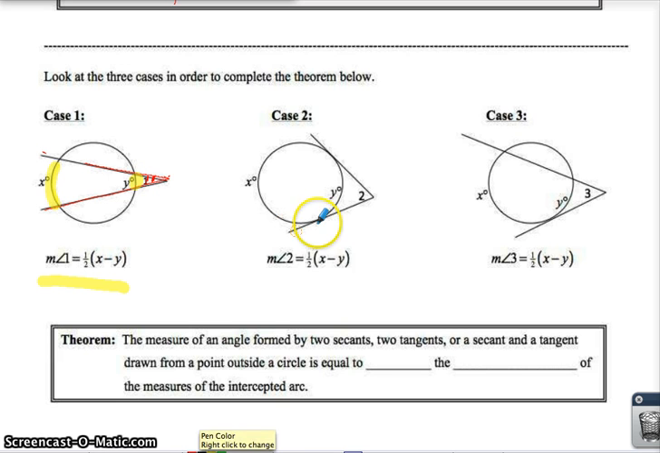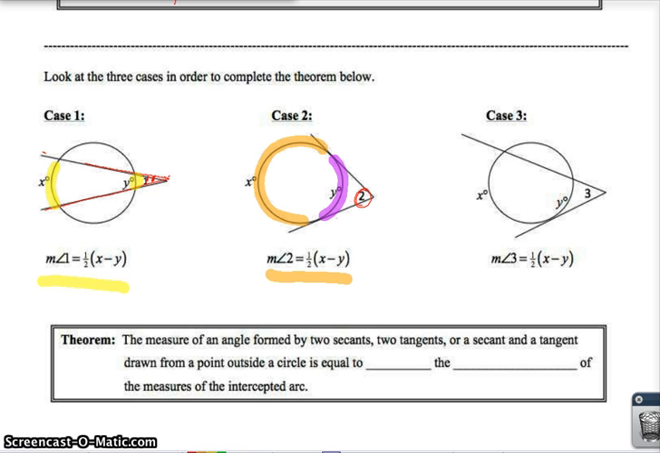With two tangents intersecting, that's the only difference here. These are secants, they're cutting through the circle. These are tangents, they're hitting one point on the outside edge of the circle, but the same rule applies. We have this outside arc here, and then we have this other outside arc. So we're going to take the bigger arc, which is X, and subtract the smaller arc, which is Y, and then divide that in half to get angle 2, which is where the two tangents intersect. Angle 2 is up here where the two tangents intersect. So it's half the difference of X and Y.